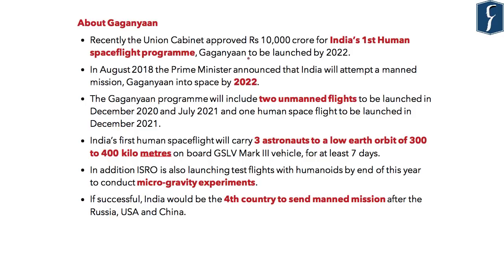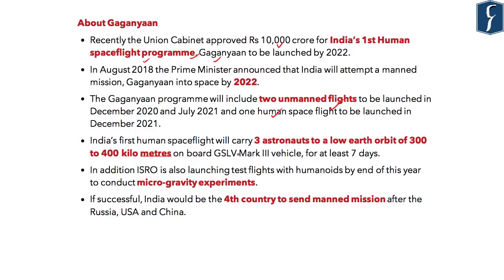In the past month, the Union Cabinet approved a 10,000 crore rupees fund for India's first human space flight program known as Gaganyaan. So it needs to be highlighted here clearly that Gaganyaan is not going to be a space station. It is just going to be a project for the first human space flight program of India. It shall have three components, under which two shall be unmanned and one shall be a human space flight, which will be launched in December 2021.